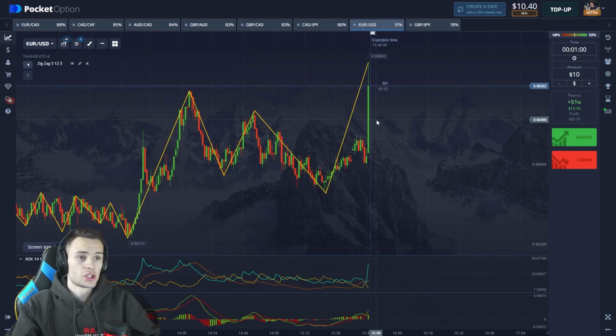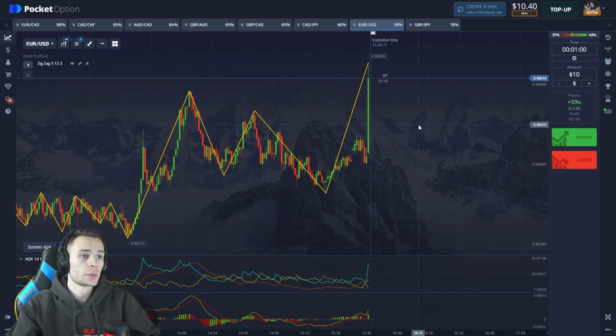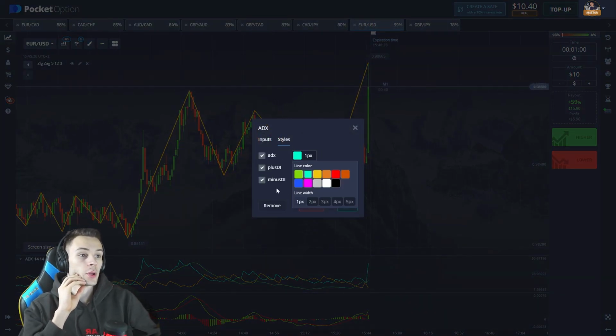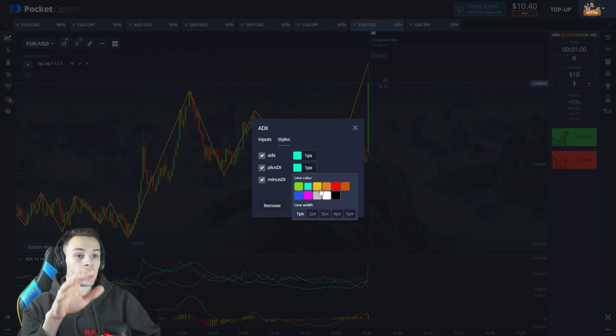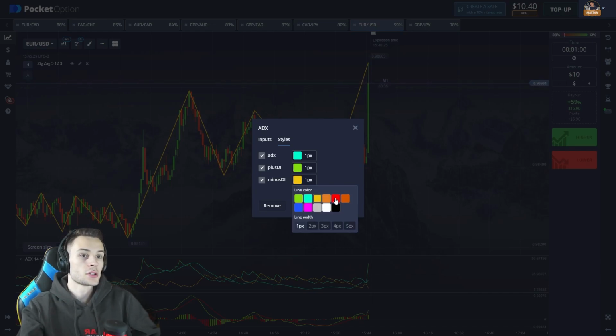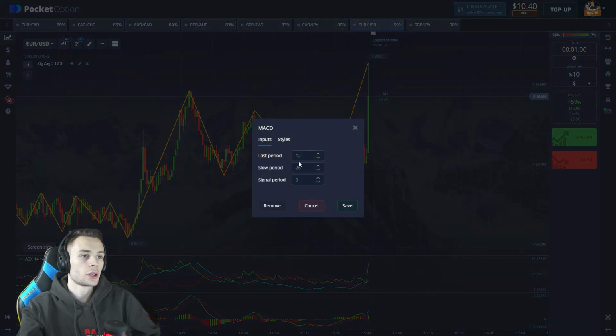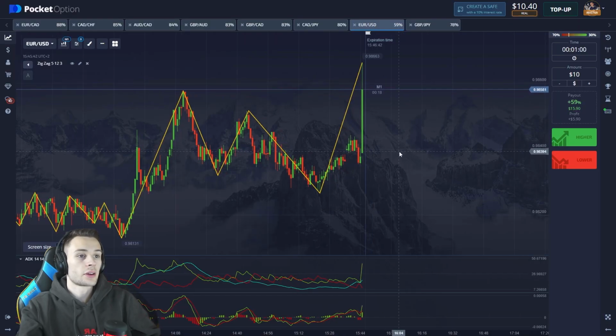The zigzag is going to show us the local highs and lows, so we will pay close attention to them. And let's configure the ADX. The moving average will be blue, the plus D is going to be green, and the minus D will be red. So we did this just to make it more clear. Let's also configure the MACD, change the period 6, and slow will be 13 and 5. So let's apply these settings. I think they are going to help us a lot.